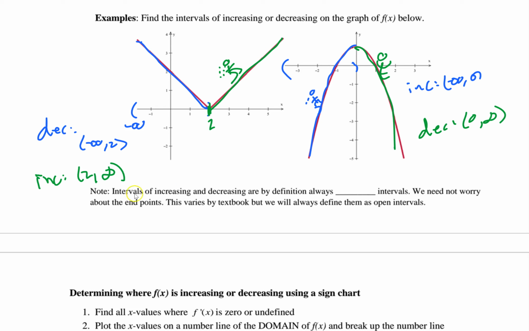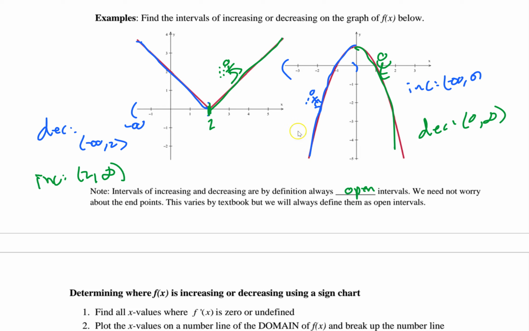Again, as I mentioned earlier, notice intervals increasing are always defined by open intervals, right? Parentheses. Don't need to worry about endpoints. So open intervals. Some books do differently. That's what's saying there. But we're just using open intervals. That's fine. So as you notice, this is kind of what we did earlier, right? Just the derivatives, right? If we're trying to draw the derivative off of this, it was all about if it's increasing or decreasing.